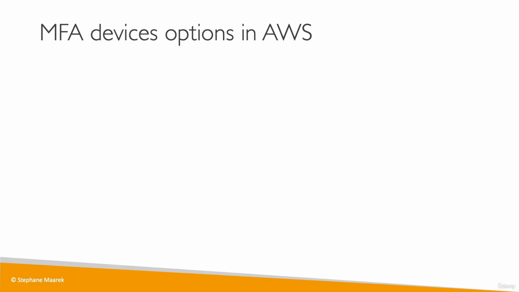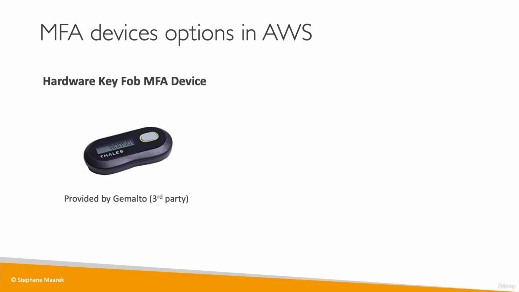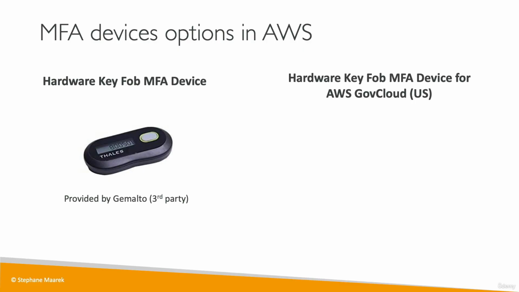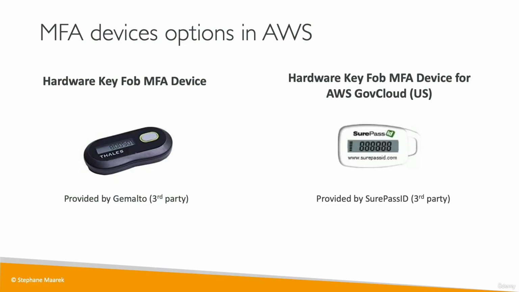Then you have other options. You have a hardware key fob MFA device. For example, this one provided by Gemalto, which is also a third party to AWS. And finally, if you are using the cloud of the government in the US, the AWS GovCloud, then you have a special key fob that looks like this, that is provided by SurePassID, which is also a third party.